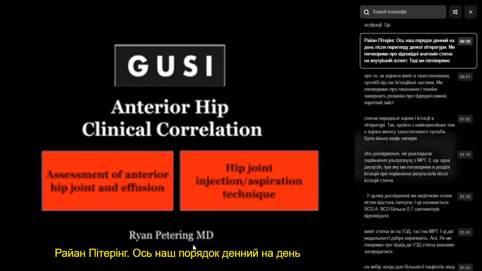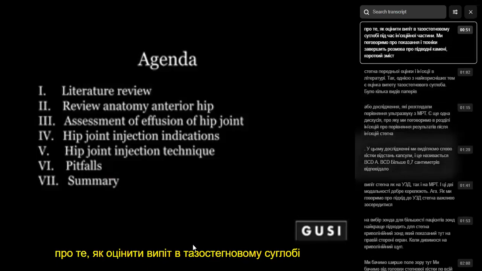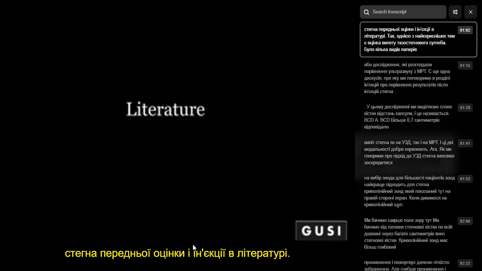This is Ryan Petering. Here's our agenda for the day. After reviewing some literature, we'll talk about the relevant hip anatomy on the anterior aspect. Then we'll talk about how to assess for an effusion in the hip joint. During the injection part, we'll talk about indications and techniques. We'll wrap up talking about pitfalls and summary of the hip anterior assessment and injection.